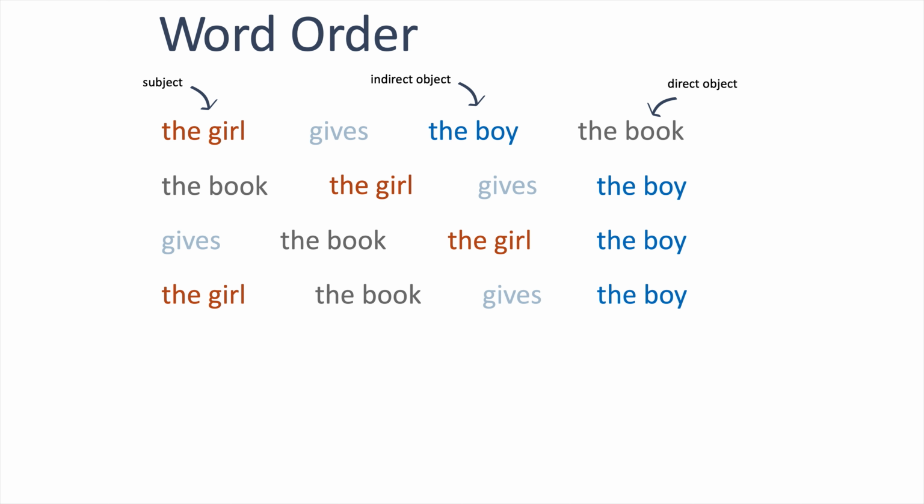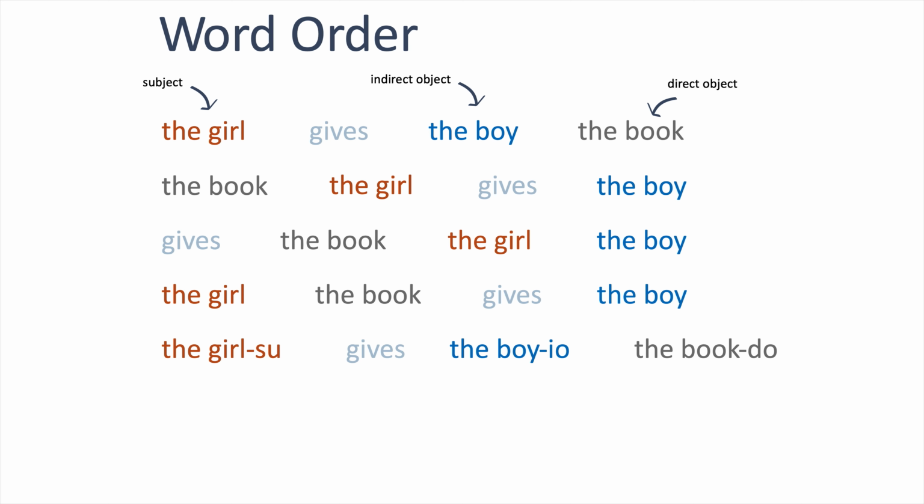But what if you wanted to speak English with a truly flexible word order? How would you modify the language to do that? Well, you could put an SU after the subject and an IO after the indirect object and a DO after the direct object. So the girl gives the boy the book would turn into the girl Sue gives the boyo the book do. And if you did that, then you could change the sentence around any way you'd like and it would still be pretty clear.